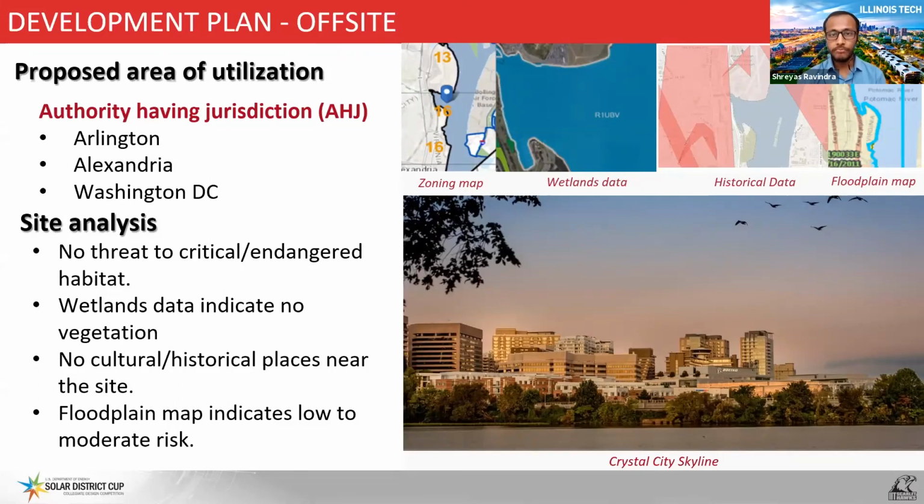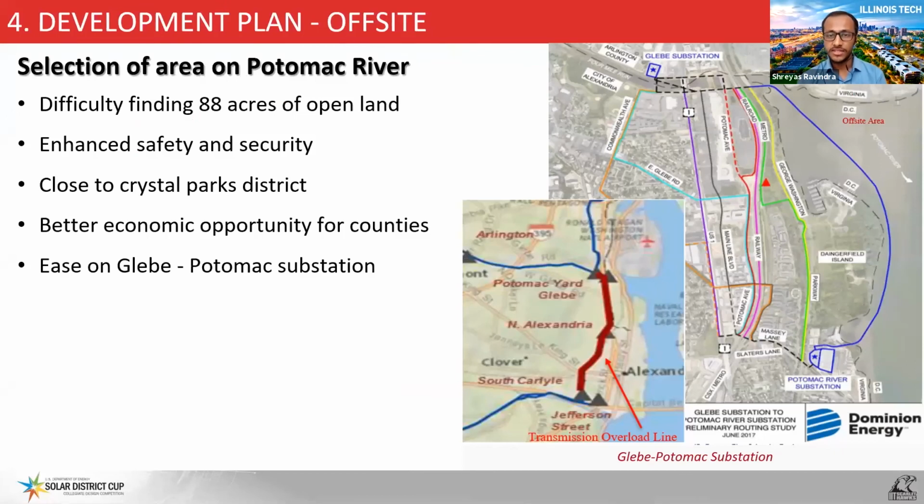Next. The location of our offsite solution is ideal because we don't easily find around 88 acres of open space in an urban district. And even if we do, there will be community curtailment, environmental restrictions, etc. This site also provides enhanced safety and security due to the presence of the airport and the jurisdiction of the 3 counties. Finally, this site is close to Crystal Parks District. According to Dominion Energy's Potomac River Substation study, one of the nearby substations faces an overload, and our project would help resolve the issue with the provision of an additional substation, which would improve the transmission and operational performance.